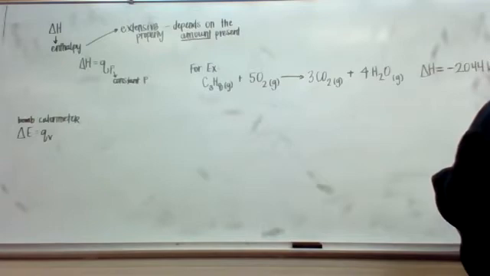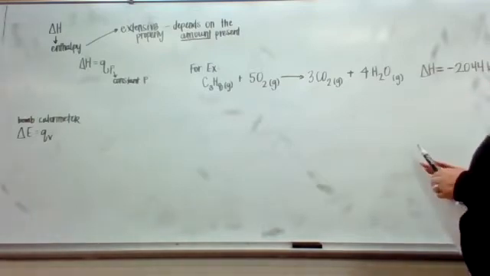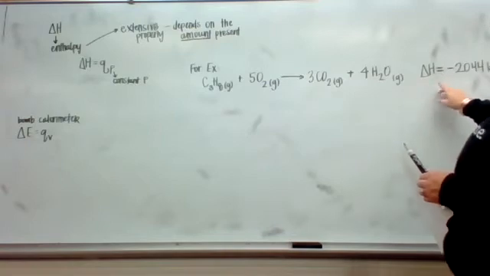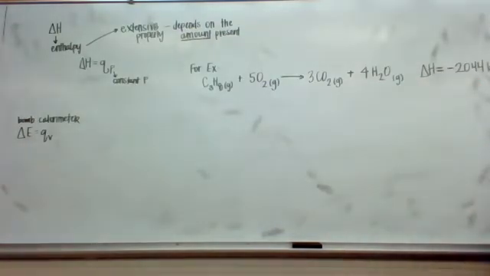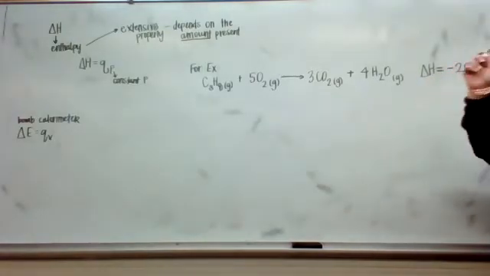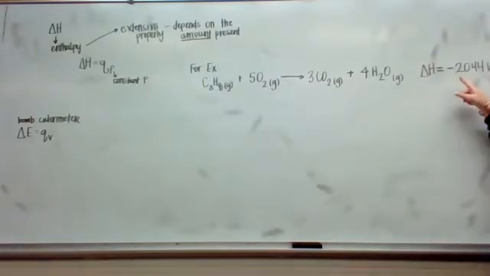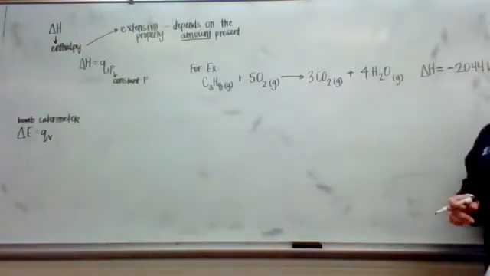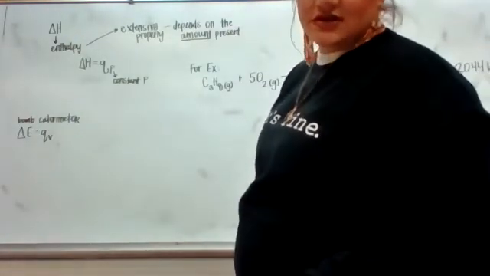So if I were to give you this equation, it's balanced, and I give you the delta H associated with it. This means that for 1 mole of C3H8, I am going to give off negative 2,044 kilojoules of heat. If I were to double that, say 2 moles of C3H8, I would have to also double my value of delta H. So, is this the same example?